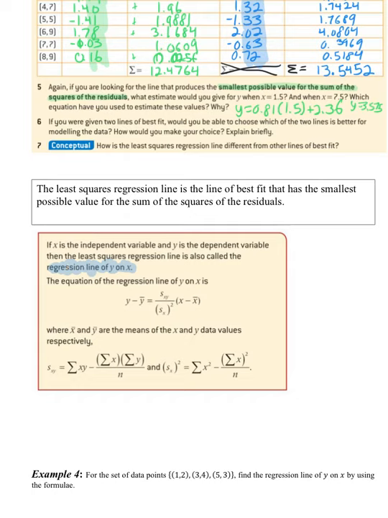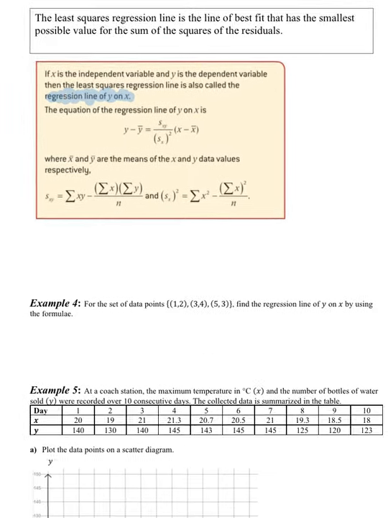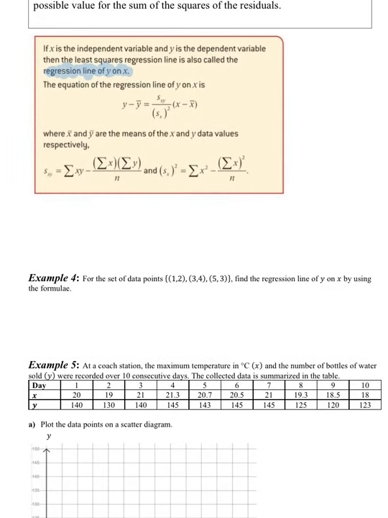All right. And then there's this formula. This is how you find the regression line of y on x. And we'll break it down right here on example 4. For this set of data points, we've got 3 data points. Find the regression line of y on x by using this formula.